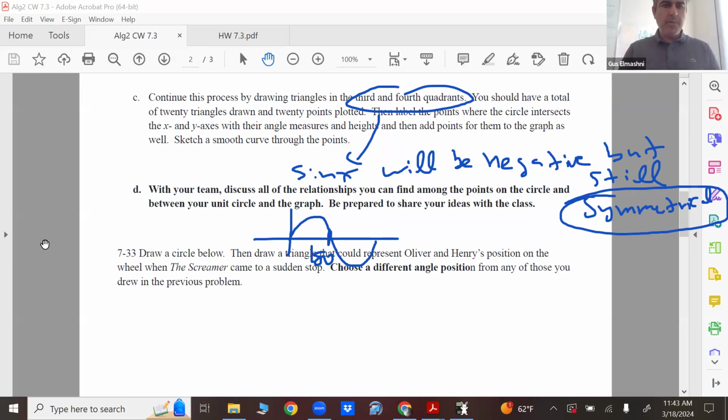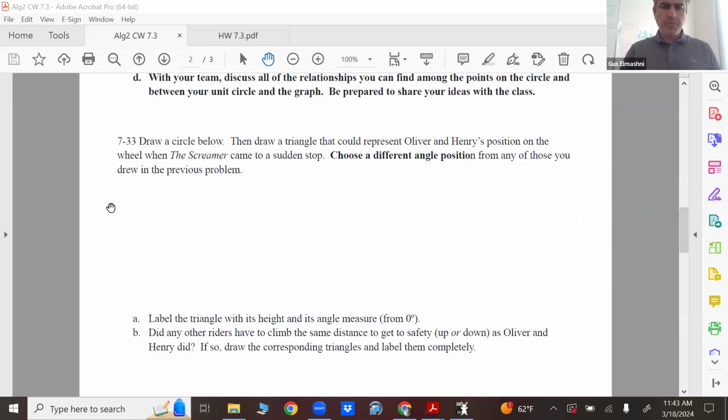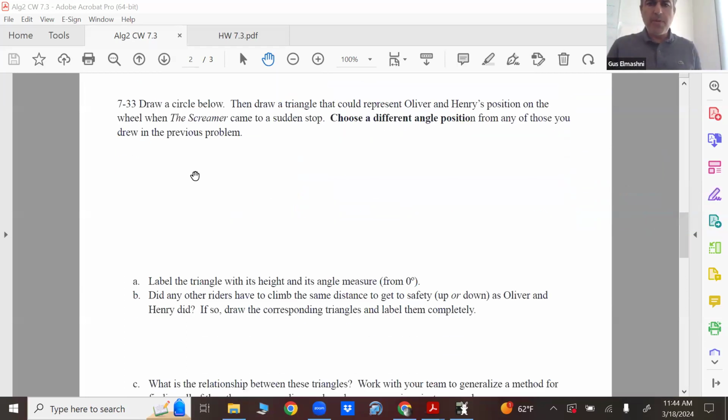All right, so we've been going clear. So draw a circle below, then draw a triangle that could represent Oliver and Henry's position on the wheel. Choose different angles from any of those you drew in the previous problem, and so on. Okay, so let's do this.